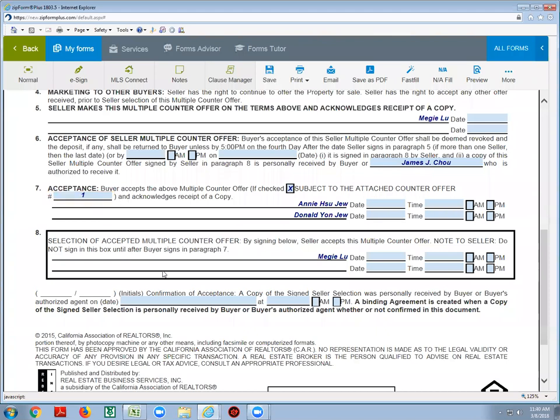Then the buyer signs it. If the seller accepts the buyer's counter, not only does the seller sign the buyer's counter, the seller needs to acknowledge paragraph number 8 here. Selection accepted multiple counter offer by signing below. Seller accepts this multiple counter offer. Note to the seller: do not sign in this box until after the buyer signs paragraph 7. Did you receive the multiple counter? The seller already signed both. Yeah. I mean, I say, okay, it's mine.